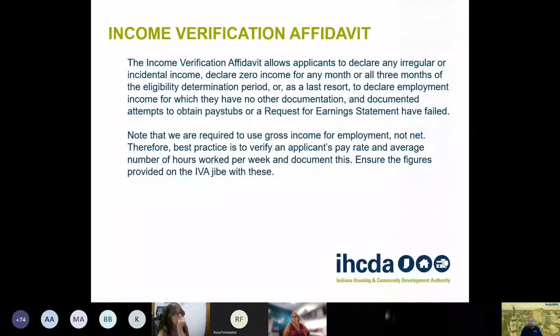So note that we are required to use gross income for employment and not net income. Therefore, the best practice would be to verify an applicant's pay rate and average number of hours worked per week and document this and ensure that the figures provided on the IVA more or less jibe with that pay rate and average number of hours worked.